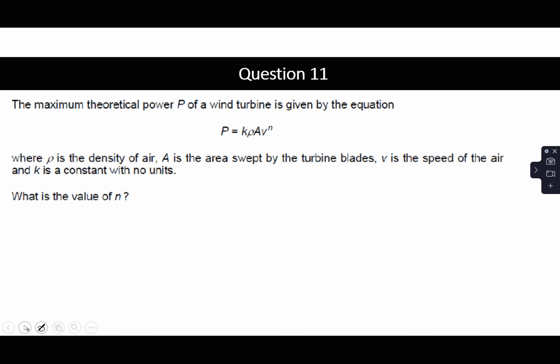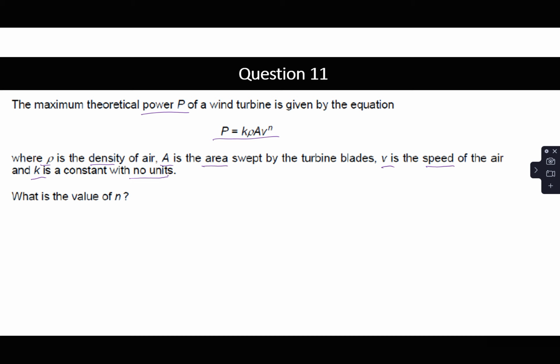Next is question 11. The maximum theoretical power, so P is power, of a wind turbine is given by this expression here. The maximum theoretical power is given by that expression. So rho is density, A is area, v is speed, k is a constant with no units. What is the value of n?